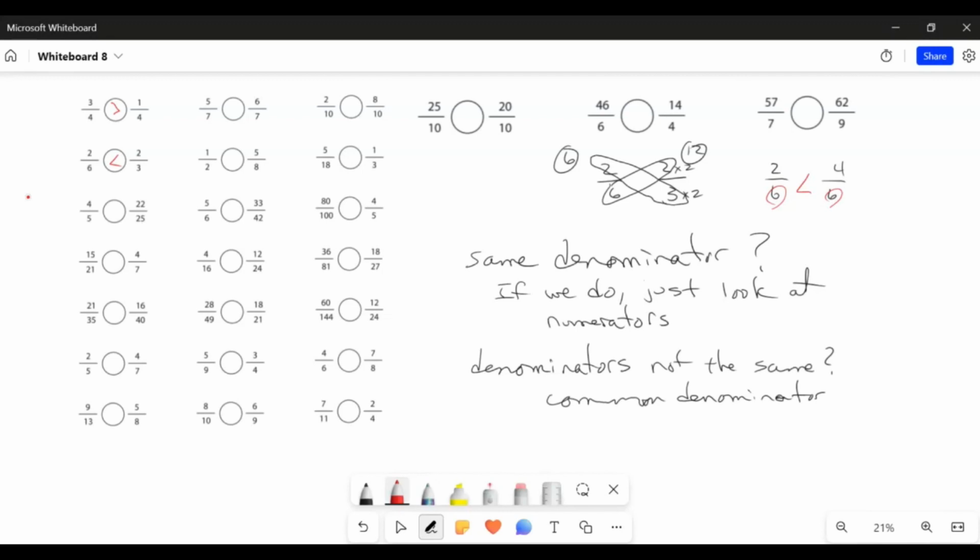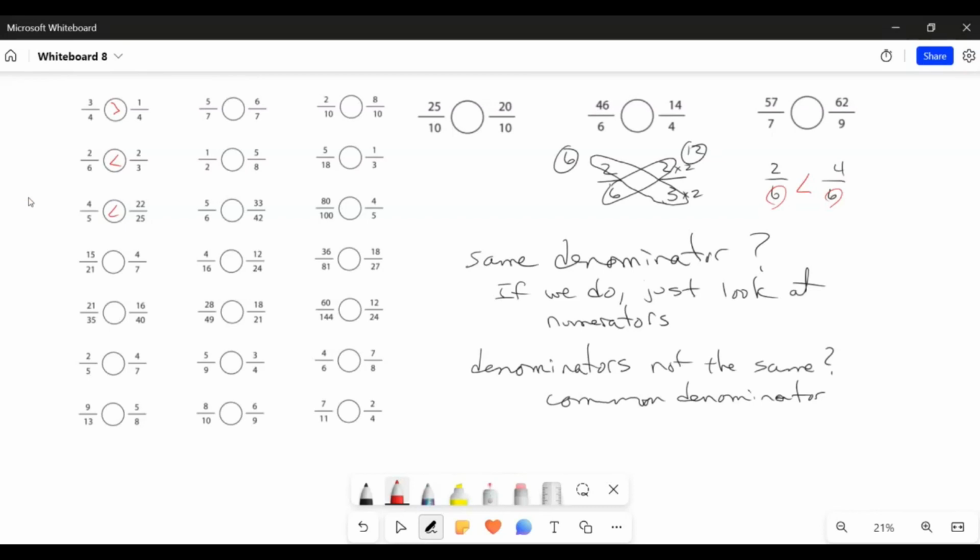All right. On the next one down, if we're going to do the butterfly method, then we have 4 times 25, which is 100, and we have 5 times 22, which is 110. 110 is bigger, so inside of there we should have a less than sign.